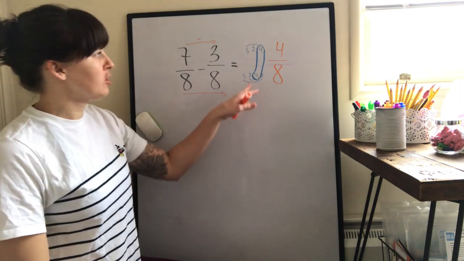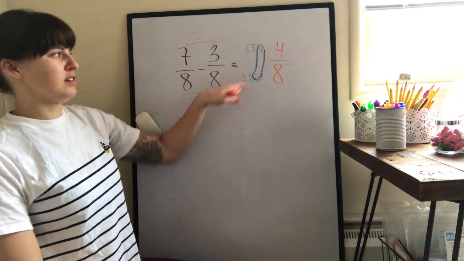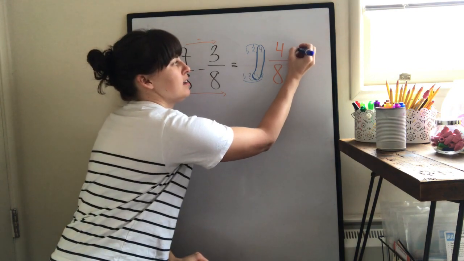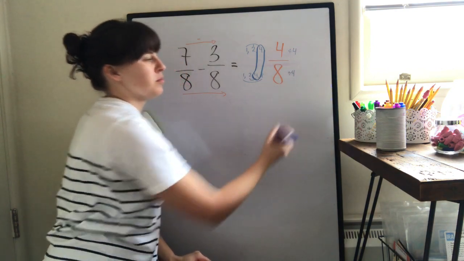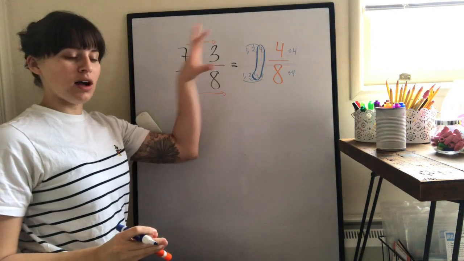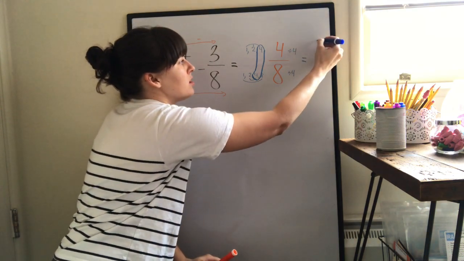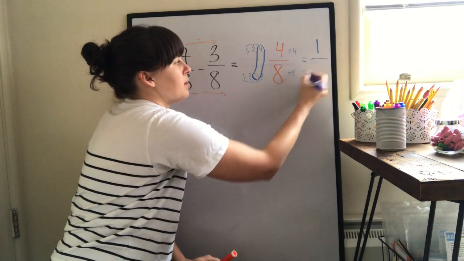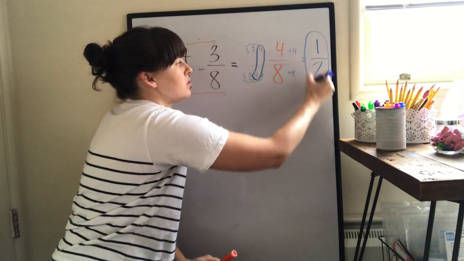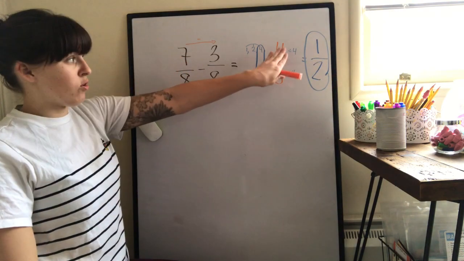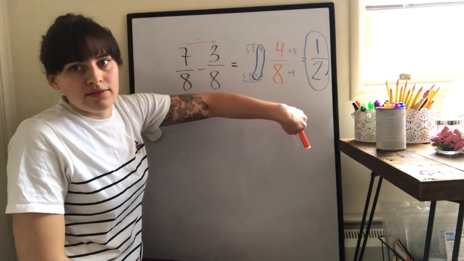So the number in both columns is 4. So we're going to divide by 4. Remember, whatever we do to the top, we have to do to the bottom. So 4 divided by 4 is 1. 8 divided by 4 is 2. So our answer is 1/2. 4/8 is the same as 1/2.